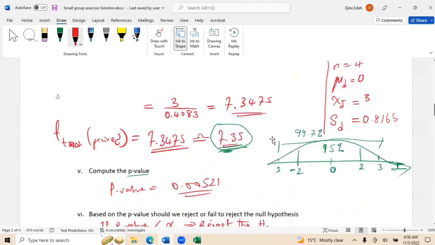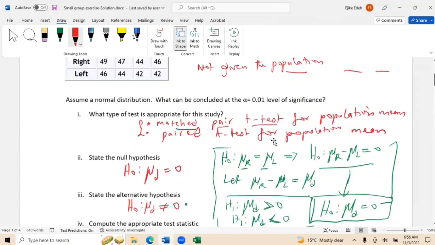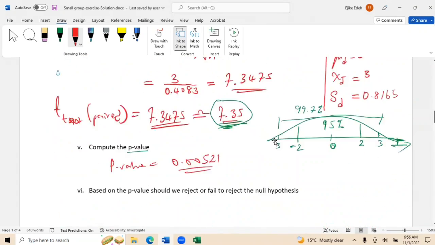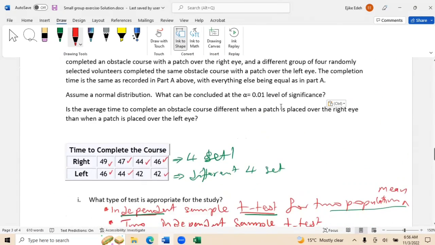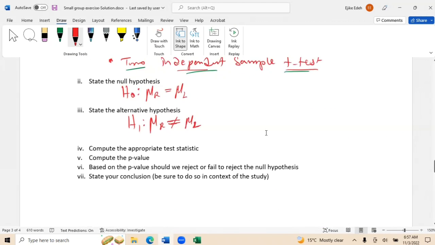Did I ask you a question about the significance test somewhere here? Oh, I did not. Okay, no problem. I think it's in part C. Okay, so with alpha level of this, is the average time to complete the obstacle course different? So again, we are saying, are they different, right? So I'm going to come over here, and we know that our alternative hypothesis is as we stated it here, whether they are different from each other.